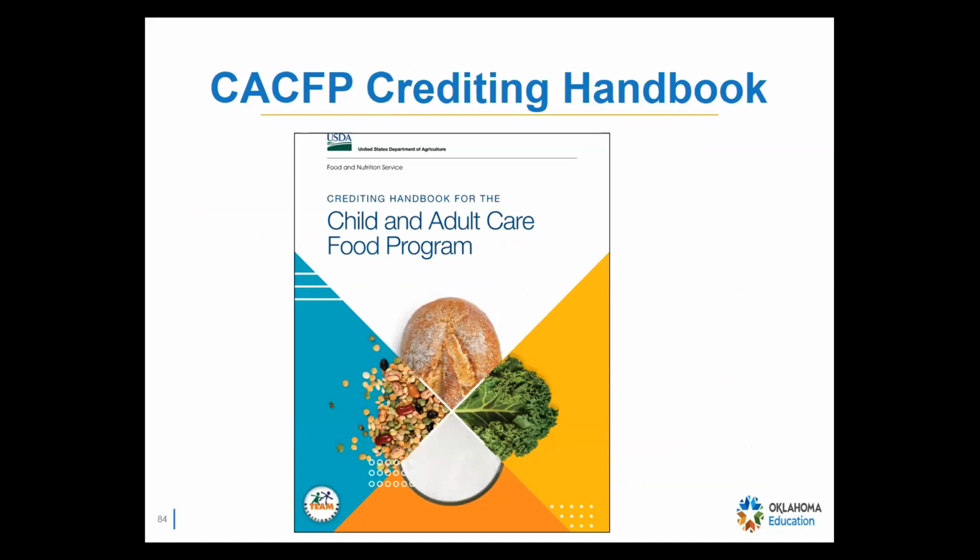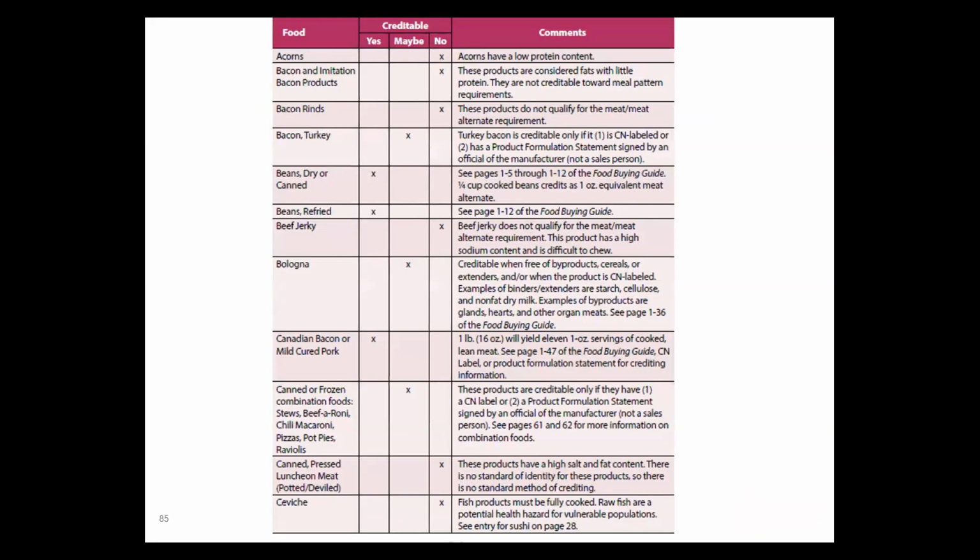We do have what's called a CACFP crediting handbook. This book is amazing. I can't say enough great things about it. It is in the resource library under child nutrition in CACFP. If you don't like reading the food buying guide, if you don't want to really deal with that, get this book. This book breaks it down for you. It's an easy guide for daycares. It is fabulous. It's not as hard to read as the food buying guide, but it gives you as much or more information, in my opinion.